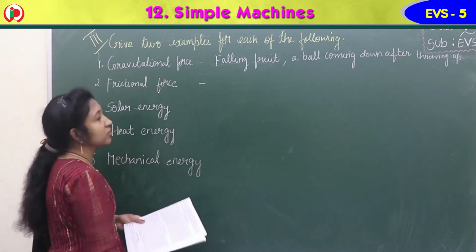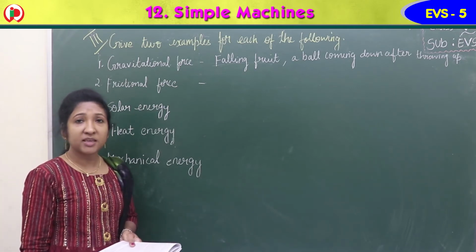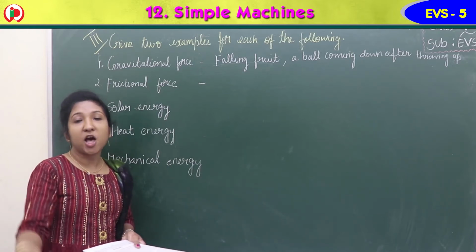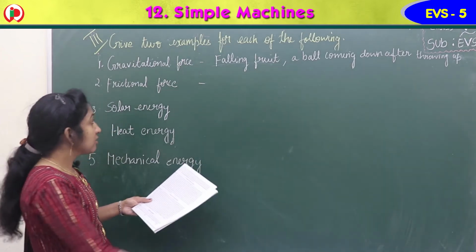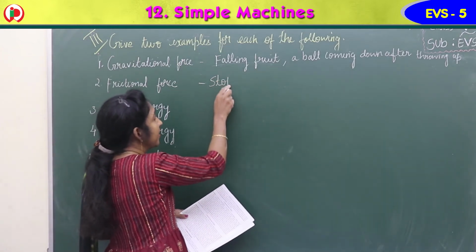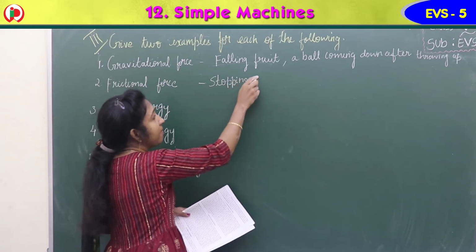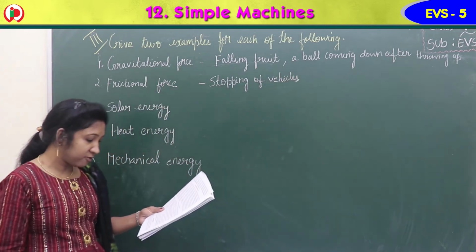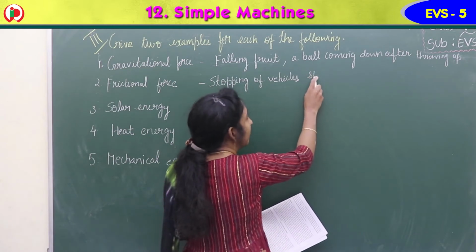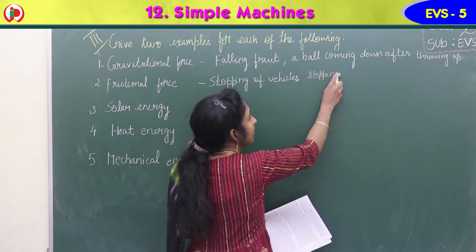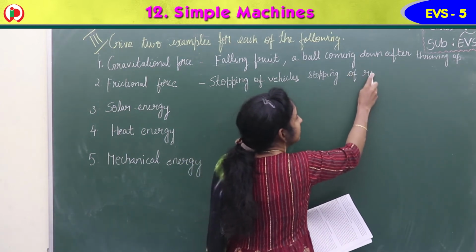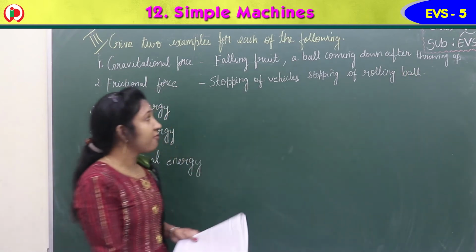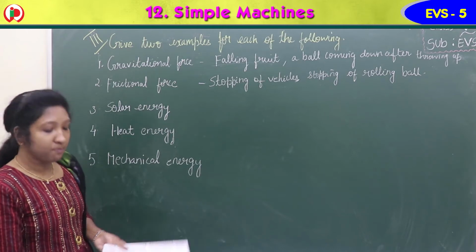Now second, frictional force. What is frictional force? Yes, we are able to walk because of friction. We are able to hold objects, able to ride, vehicles stop because of friction. So we can write stopping of vehicles is an example of frictional force. All vehicles stop because of frictional force. Then stopping of rolling ball: a moving ball stops after some time because of frictional force.